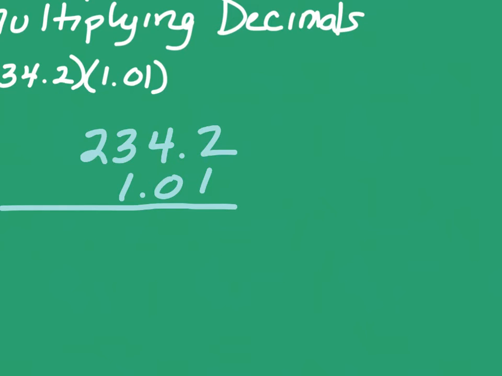So I picked two easy numbers to multiply by here. 2 times 1 is 2, 4 times 1 is 4, 3 times 1 is 3, 2 times 1 is 2. I'm going to multiply the next by those zeros, right?